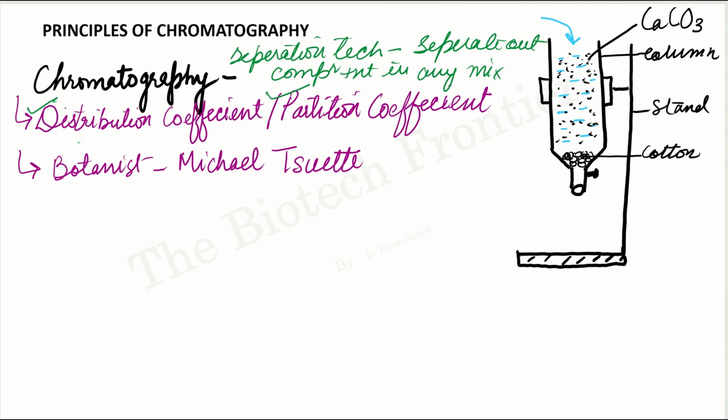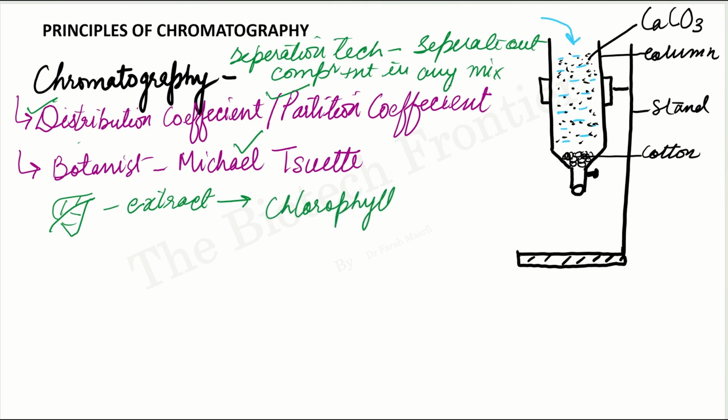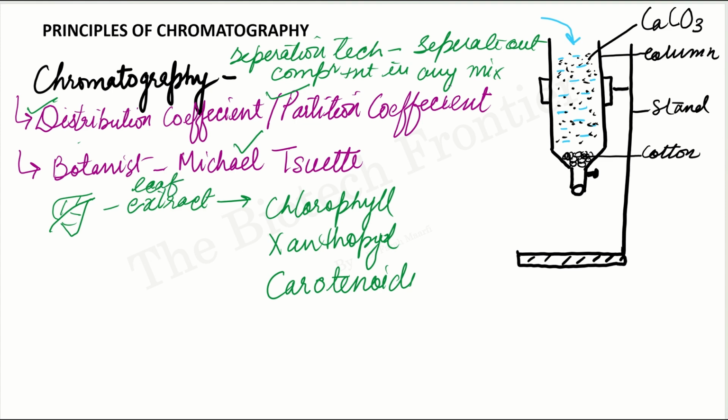This technique was first used by a botanist named Michael Sweet. He wanted to separate out the components of a leaf, so he took leaf extract. This leaf extract carries chlorophyll, xanthophyll, and what else? Carotenoid. Michael wanted to separate out these components of the leaf. Initially they were present in a mixture, the leaf extract, and from it he wanted to separate out each component.